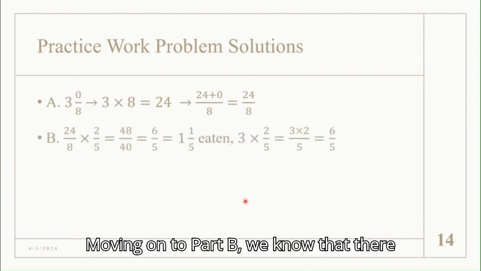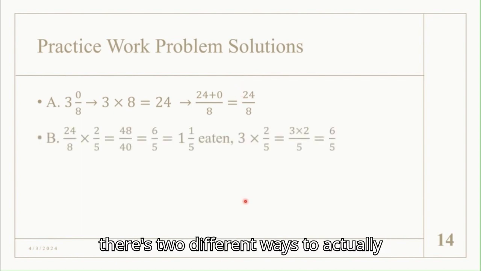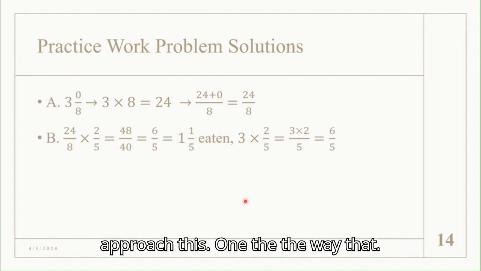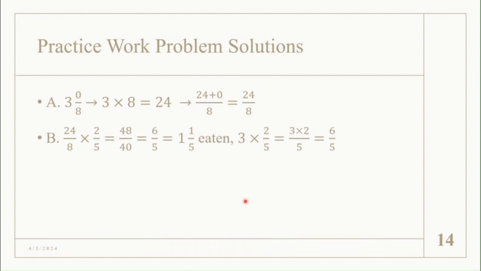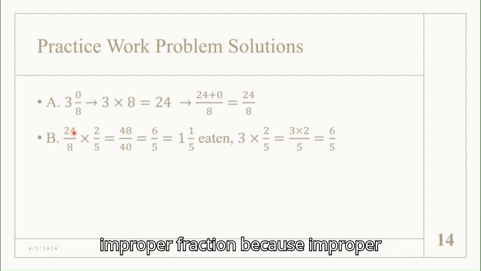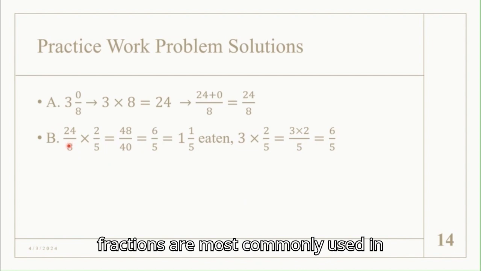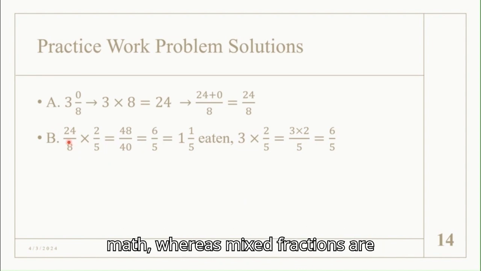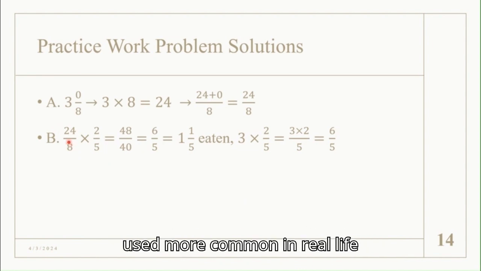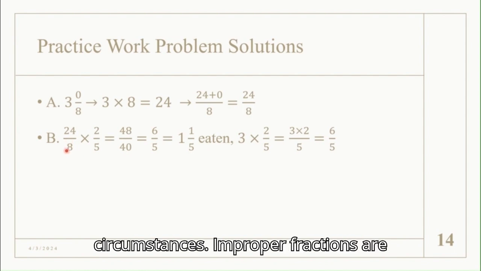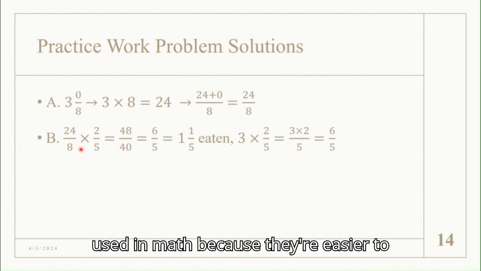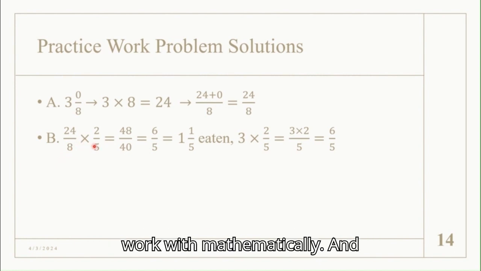Moving on to part B, we know that there's 2 different ways to actually approach this one. The way that I show first is using the improper fraction, because improper fractions are most commonly used in math, whereas mixed fractions are used more commonly in real life circumstances. Improper fractions are used in math because they're easier to work with mathematically.